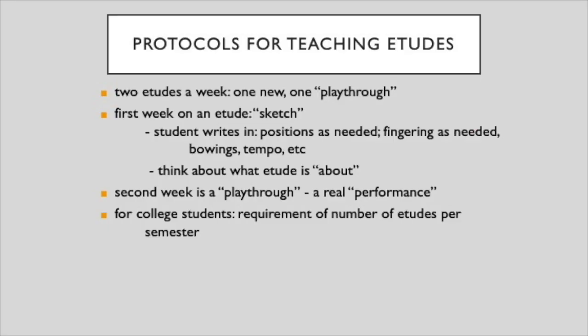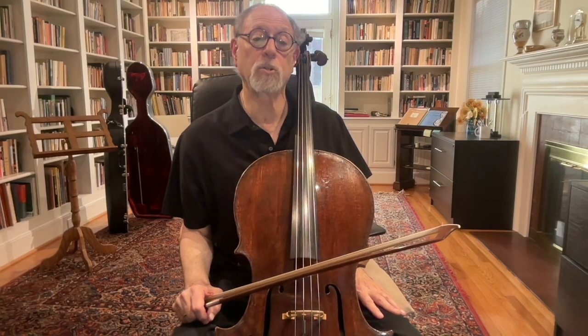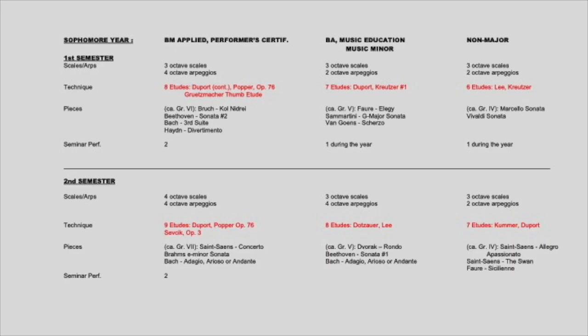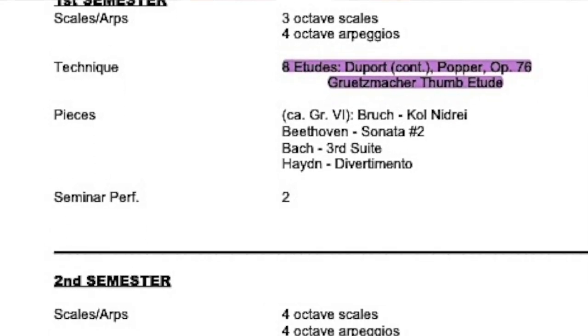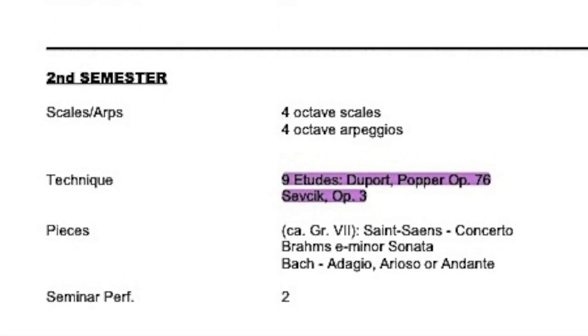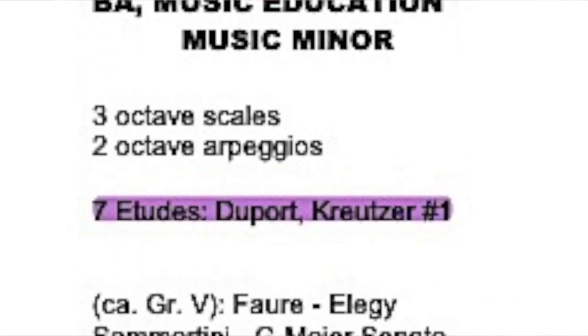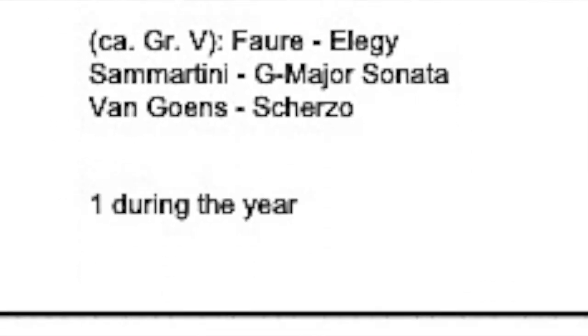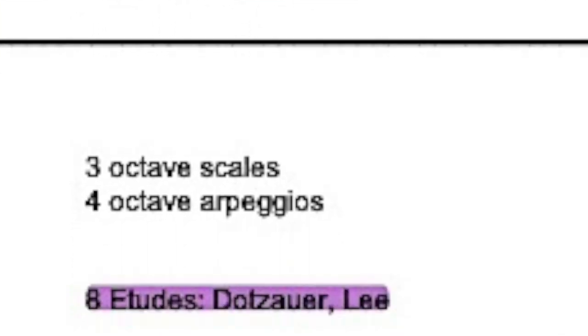For my college students, the syllabus requires that they pass off a certain number of etudes each semester, and their grade depends on it. This ensures that they're moving forward with learning new etudes throughout the semester. For example, for a BA bachelor's cello major as a sophomore at USC, I required at least 8 etudes in the first semester and 9 in the second semester. A music education major might have had somewhat fewer required etudes, maybe 7 in the first semester and 8 in the second semester.